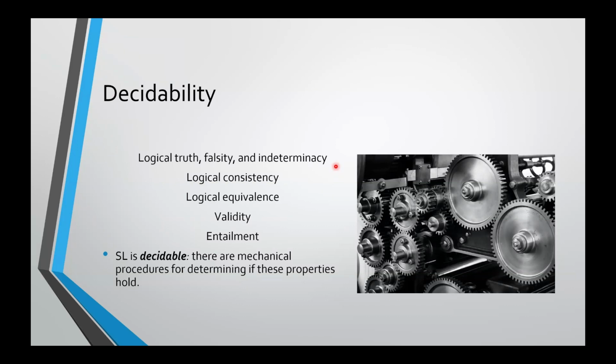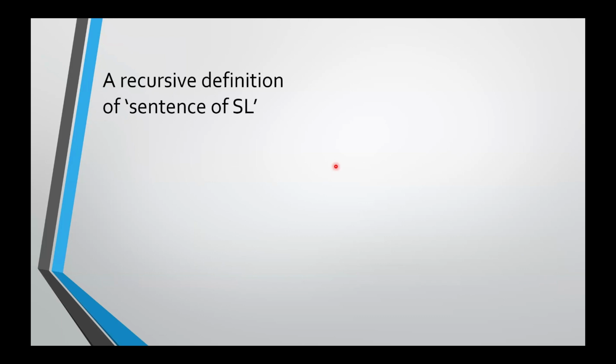Before we start getting into truth tables, though, what we'll actually do is go back to the definition of sentence of SL. Because what we'll do is look at this again and use it to introduce some definitions that we're going to need for talking about truth tables. So if you remember this, this is a recursive definition, right? So it gives a procedure for constructing sentences of SL.